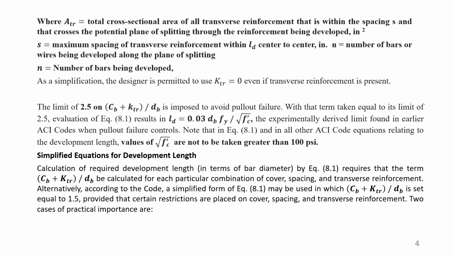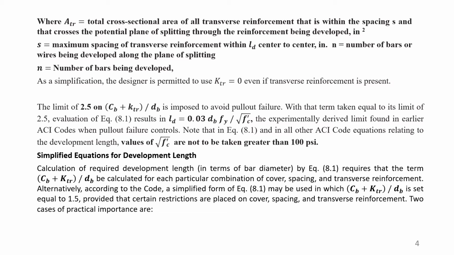N is the number of bars or wires, the number of bars being developed. If there are 2 bars, then it will be 2, and if there are 3 bars, that will be 3, and if there are 4 bars, that will be 4, etc. For simplification, KTR, which is a little tough to calculate, may sometimes be used as 0 for an approximate solution.